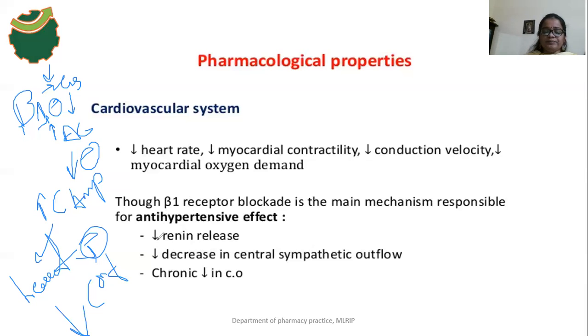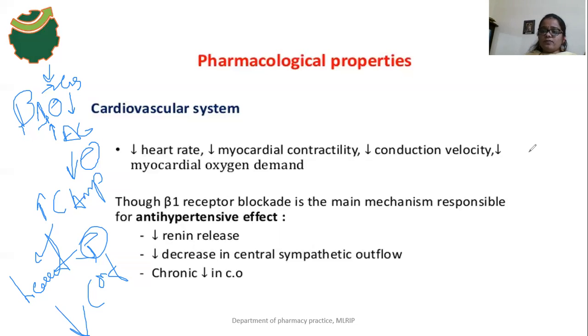So our drug propranolol decreases the renin release. What will happen as a result of the decrease in the release of renin? So what is the function of renin? Renin is released by the kidney. The kidney consists of beta 1 receptors, so our beta blockers block the release of renin.